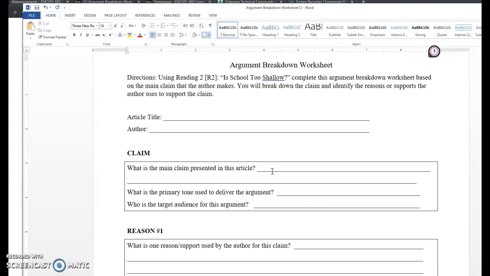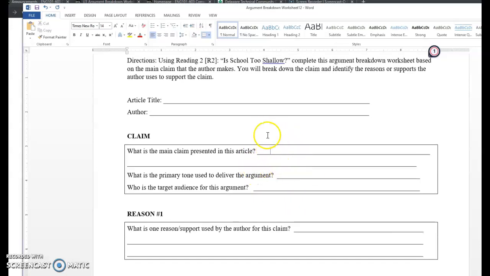Because what we're looking for when we're searching for the main claim to put here is what the author of Is School Too Shallow? thinks about the topic of the article, Is School Too Shallow? So that's what I want you to put here, that one complete sentence. I don't want it to be a question. It shouldn't be, is school too shallow, question mark, because that's the name of the article. It's not a question, it is a statement. What is the main thing the author is arguing here?